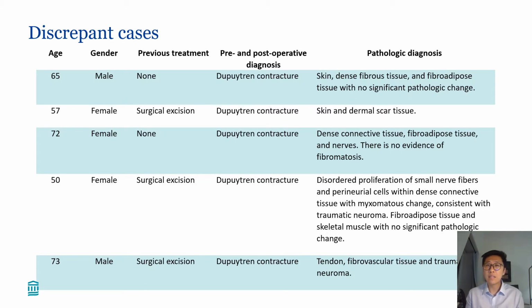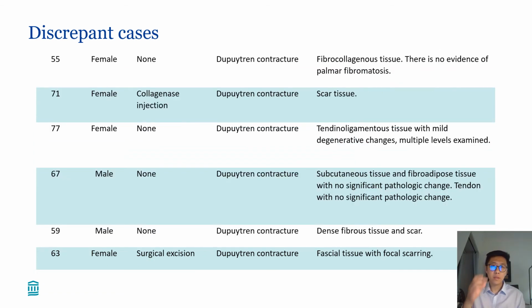In this slide and the next slide, I listed the 11 discrepant cases that we encountered in our 10-year search. Some of these patients, as you can see, despite being without a pathological diagnosis of fibromatosis, did show skin and connective tissue changes that can also be found in Dupuytren tissue. Here's the rest of the list of 11 patients.